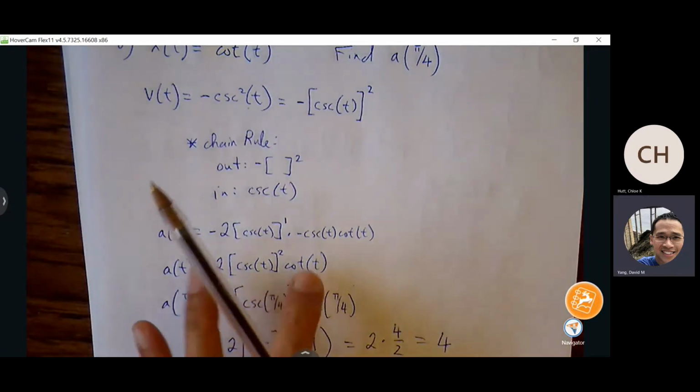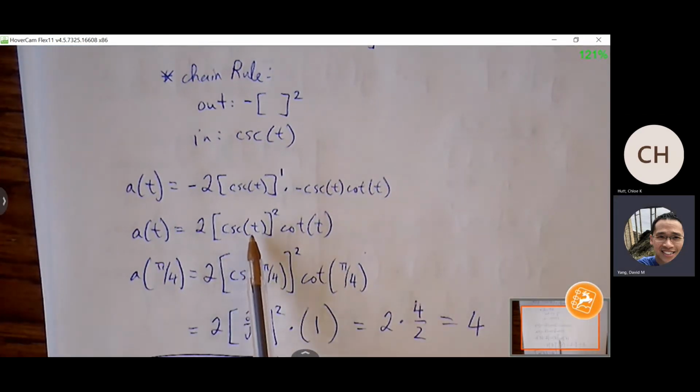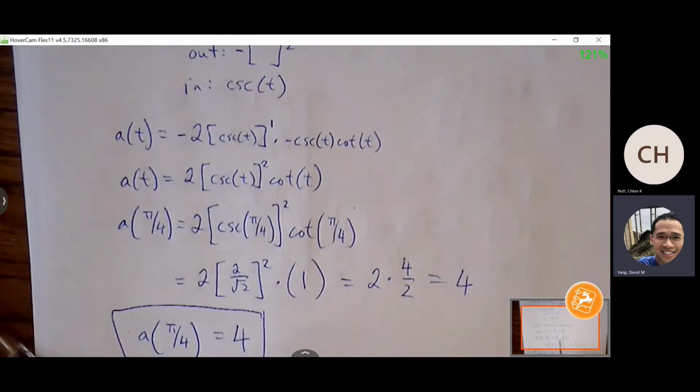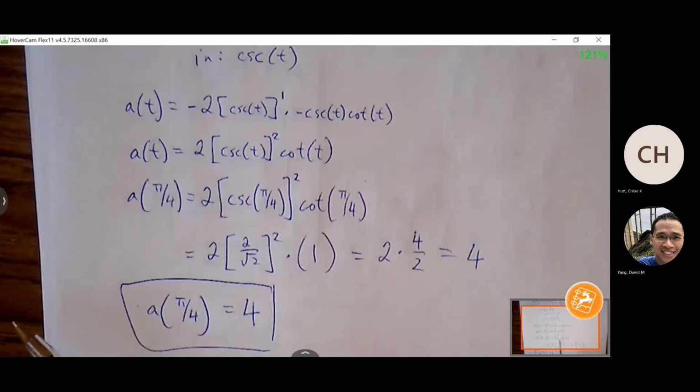I do a little bit of cleanup here. The -2 times -1 becomes a +2. Merge the two cosecants together, and now I'm ready to involve pi over 4. So pi over 4 gets replaced for all the t's. Cosecant of pi over 4. I know that sine of pi over 4 is √2/2, so cosecant of pi over 4 must be the reciprocal, right? It must be 2/√2. Cotangent is the reciprocal of tangent. I know tangent of pi over 4 is 1, so cotangent of pi over 4 will still remain as 1. Square this: 4/2, which is 2. 2 times 2 is 4. That's my acceleration.